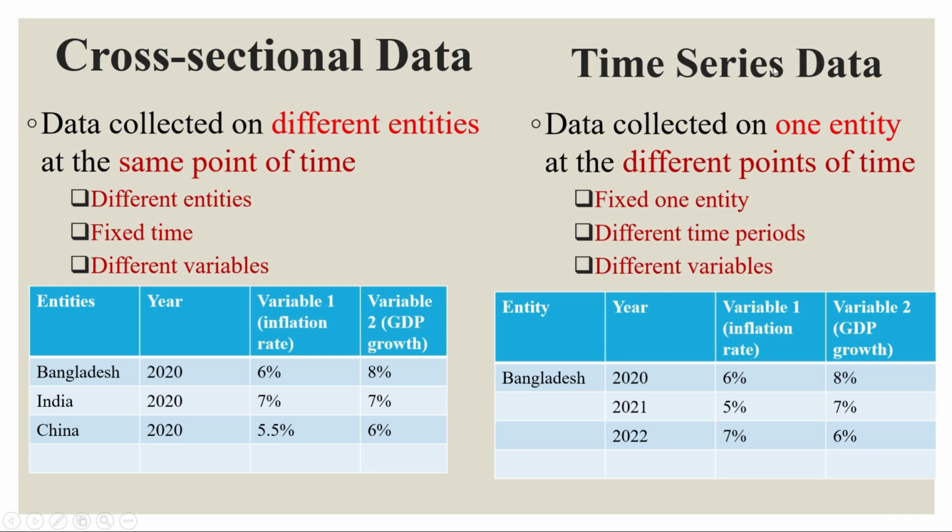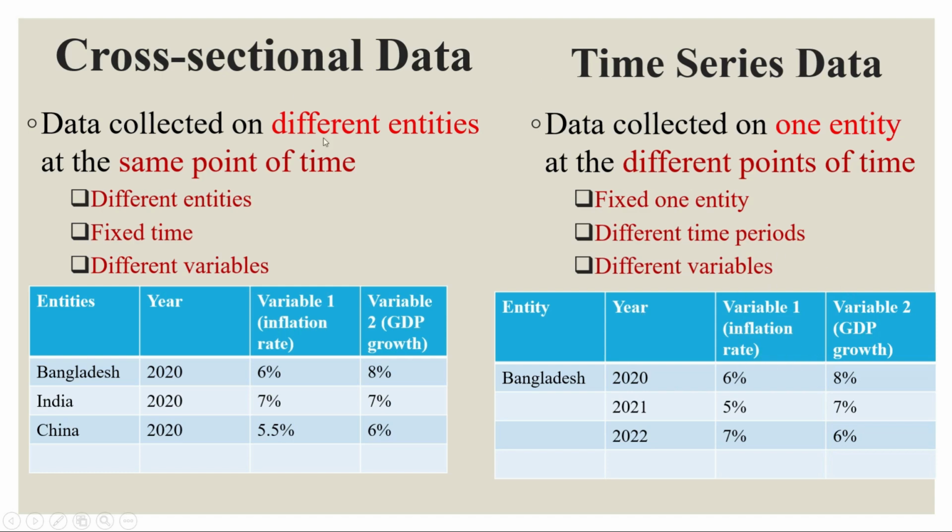Then what is time series data? Basically, time series data are when data are collected on an entity at different points of time. That means there will be a fixed entity, different time periods, and obviously different variables. As an example, data has been collected on one entity, Bangladesh, over different time intervals, from 2020 to 2022. It can be daily or monthly intervals, and there will be different variables.